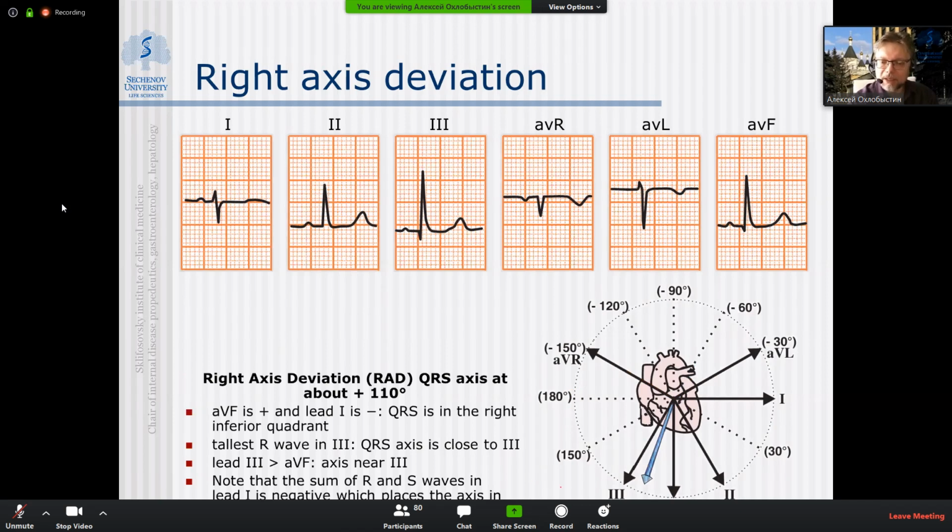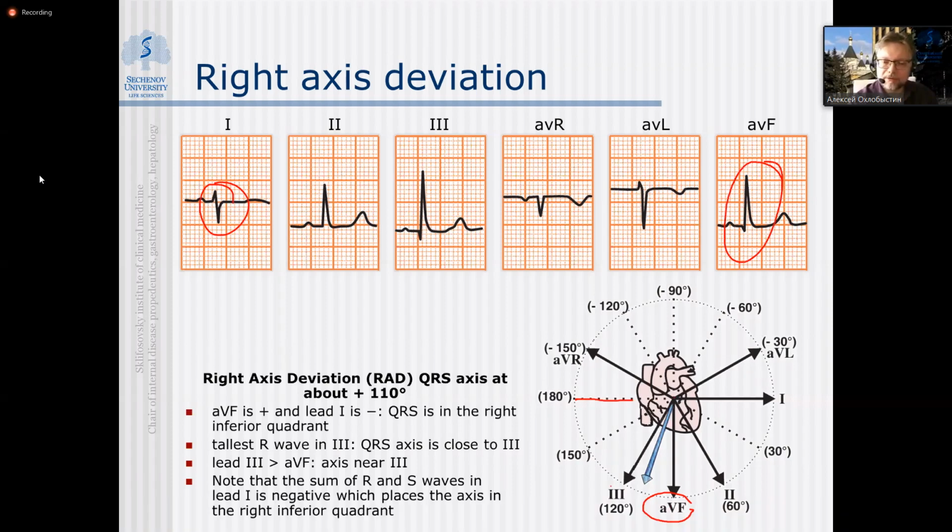Another example. What do we have for first and AVF? We have negative in first. We have positive in AVF. And therefore, negative first, positive AVF, we have this quadrant. Second, the tallest R wave is in third standard lead. Therefore, it should be somewhere close to the positive part of the axis of the third standard lead, somewhere close to this lead.